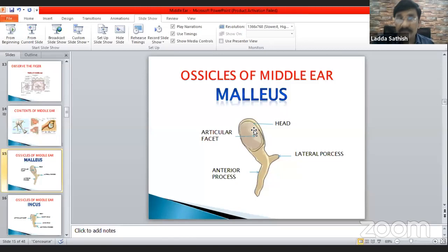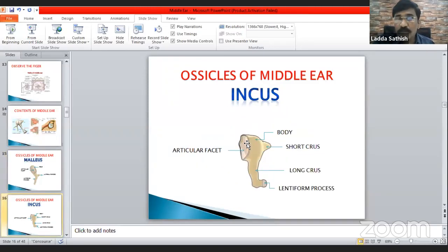Now we will proceed with the incus. Look carefully at the incus. This is the shape of the incus, and it is easy to draw if you practice two to three times. The incus has a body, then two crests, one short and one long crest, and naturally an articular facet, which articulates with the malleus. One more thing is there, the lenticular process, and this lenticular process is for the articulation between incus and stapes. So this is about the incus.